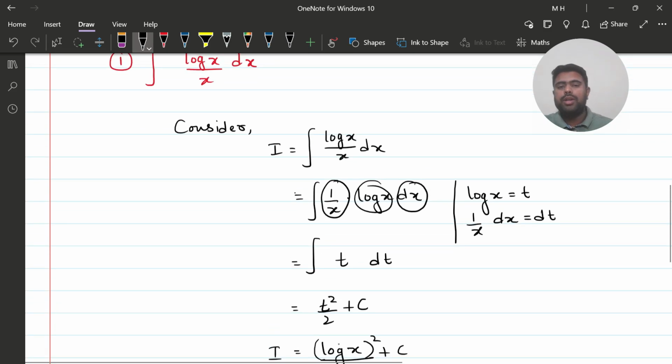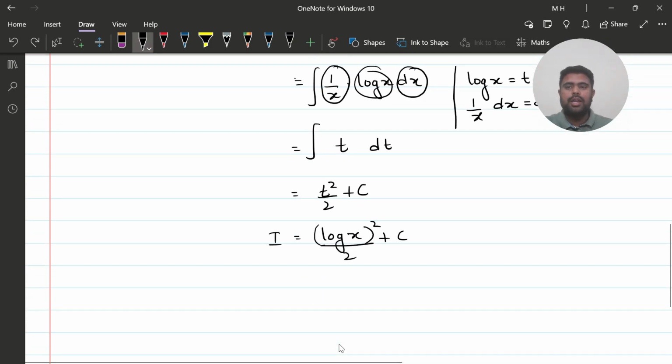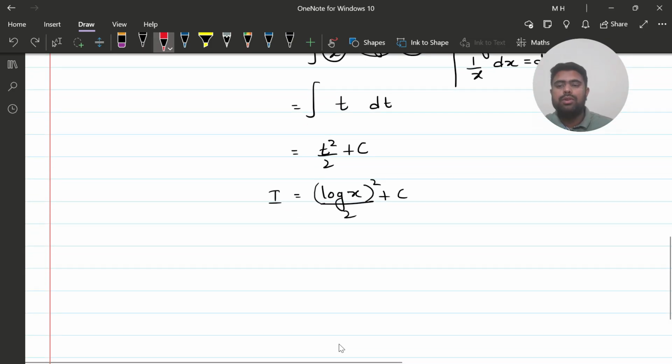So what do we do? We substitute some part as t, so that the remaining part, that is 1 by x in this case, into dx would be dt. That would be the differential. So we shall take up a few more problems. Let me go to the second problem.